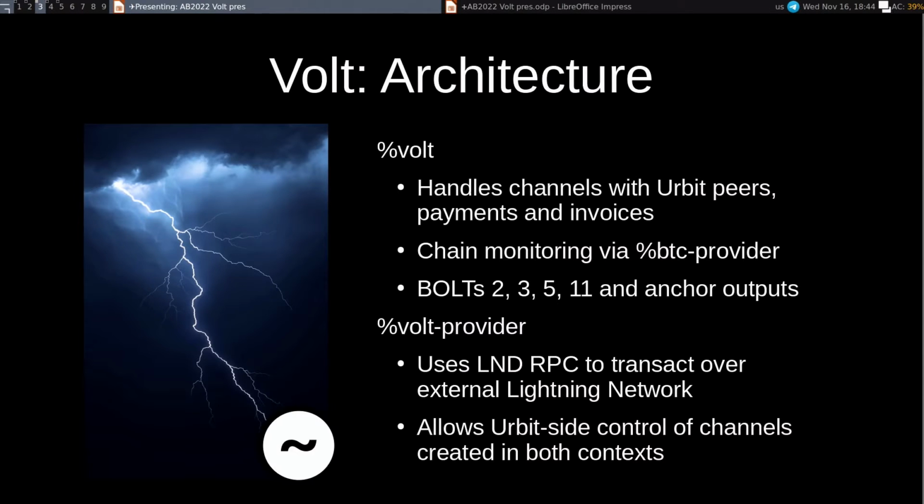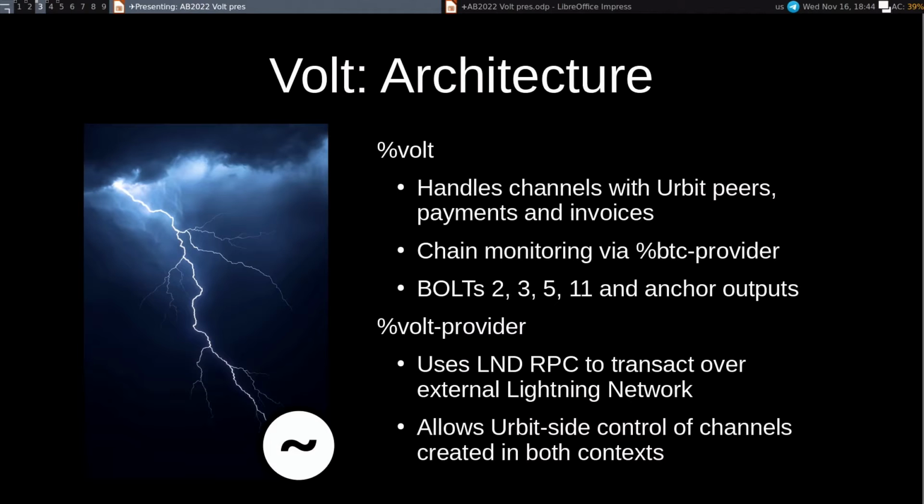So the other component of the system is Volt Provider. Volt can do intra-Urbit Lightning connections, right? It can handle all of that. But in order to transact with the external Lightning network, because we're not dealing with Lightning's messaging protocol and transport layer, we need some kind of gateway. And Volt Provider is that gateway.